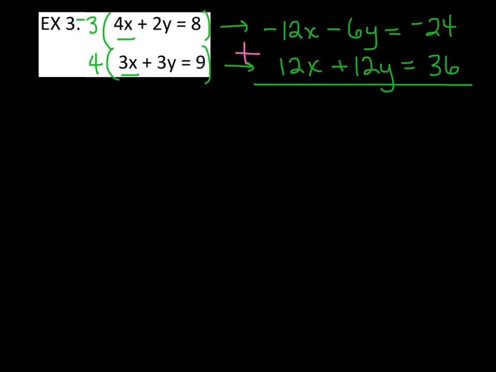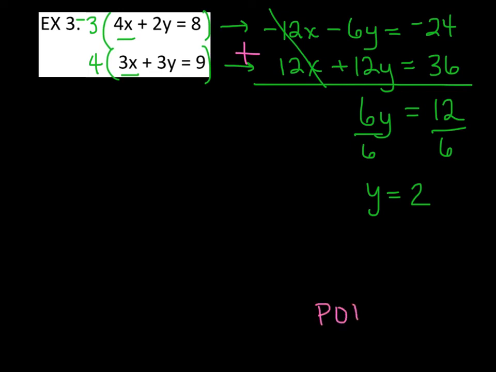So I add down, my x's are going to cancel because they're opposite terms. When I add negative 6y plus 12y, I'm going to get a positive 6y is equal to negative 24 plus 36, I should get 12. Divide both sides by 6 and get y is equal to 2. Okay. So again, that is the y coordinate of my point of intersection. Okay, I now need the x coordinate.